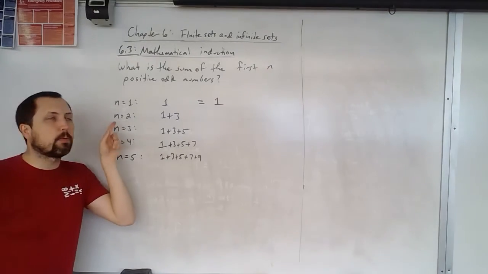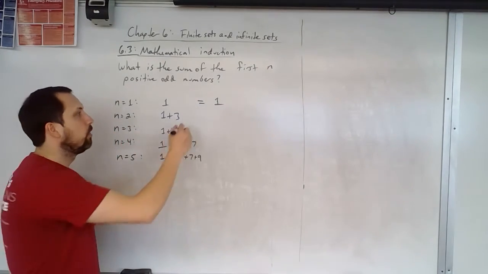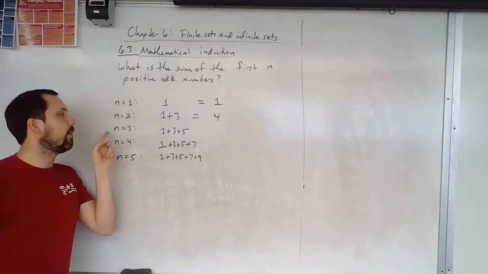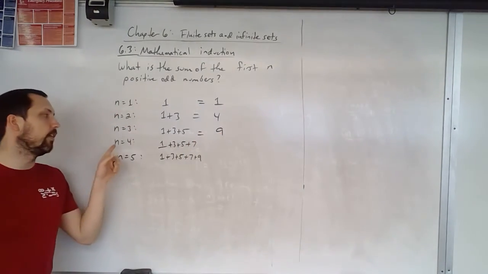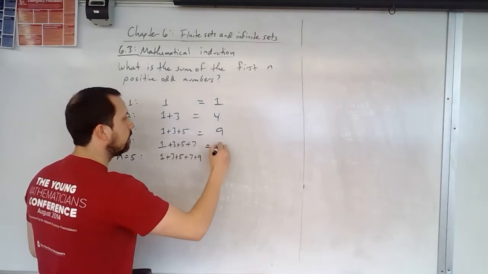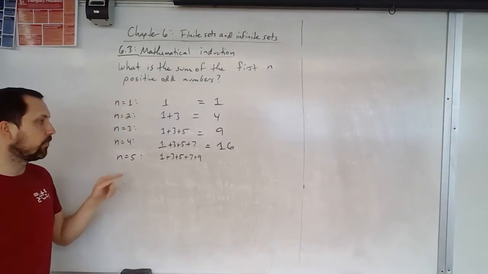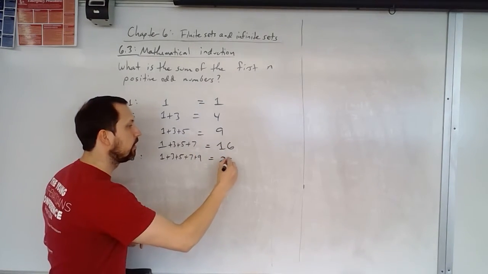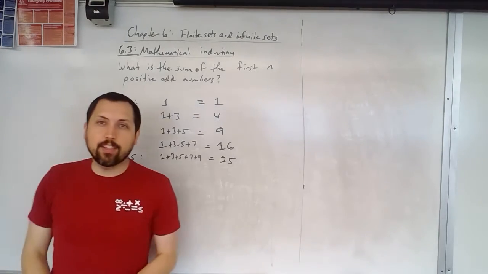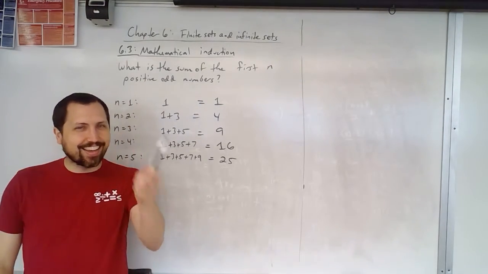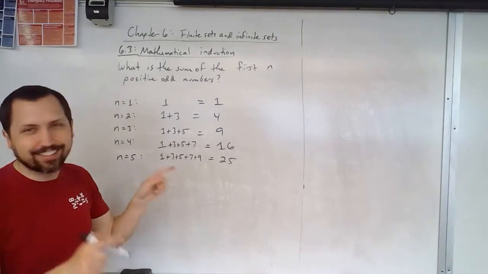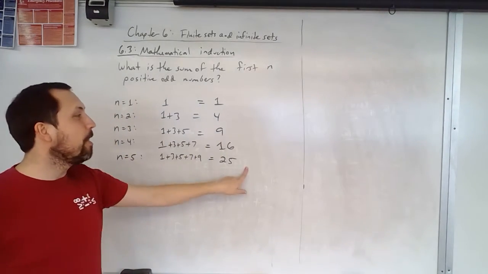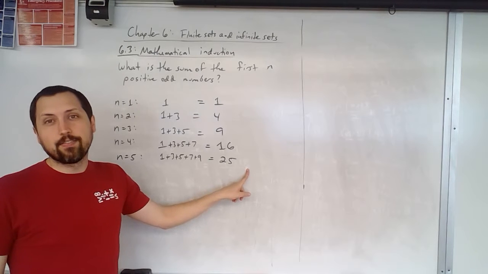If I take a look at the sum of the first 2, well, 1 plus 3 is equal to 4. The first 3 sum to 9. The first 4 sum to 16. The first 5 sum to 25. Now, hopefully, as an astute mathematician, you're like, haha, I see the trick, right? These are all even numbers. No, hopefully not. These are all perfect squares.